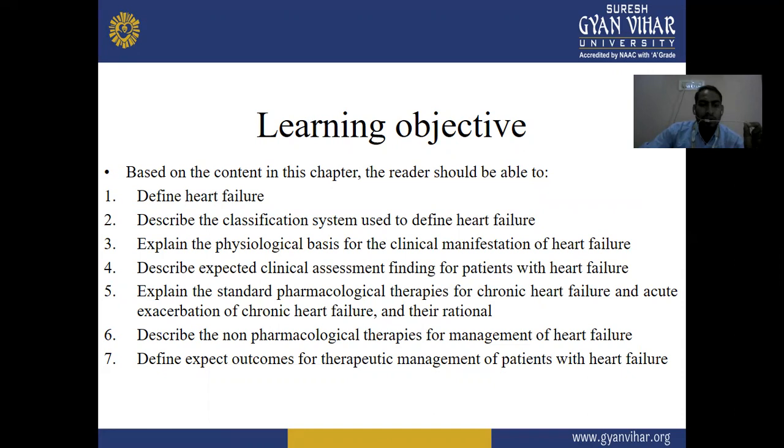Describe the non-pharmacological therapies for management of heart failure. Define aspects and outcomes for therapeutic management of patients with heart failure. These are the learning objectives of congestive heart failure.